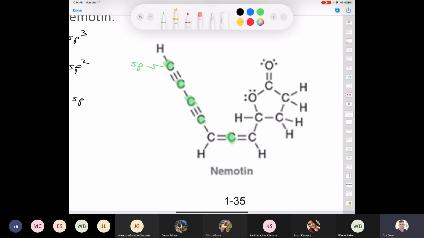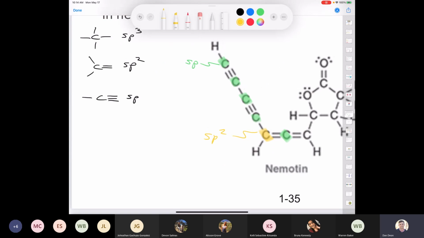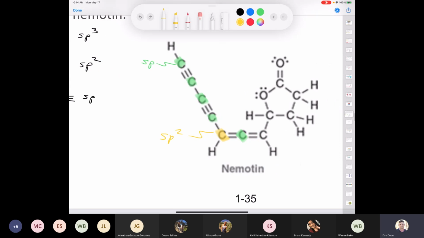What about this one? If I highlight this one in yellow, could anybody tell me what the hybridization of that carbon would be? It's sp2. Yeah. So this one would be sp2. Why? Because it's got 3 sigma bonds and a pi bond. So it's got a double and 2 singles. So it's sp2. Other sp2 hybridized carbons would be this one and this one.